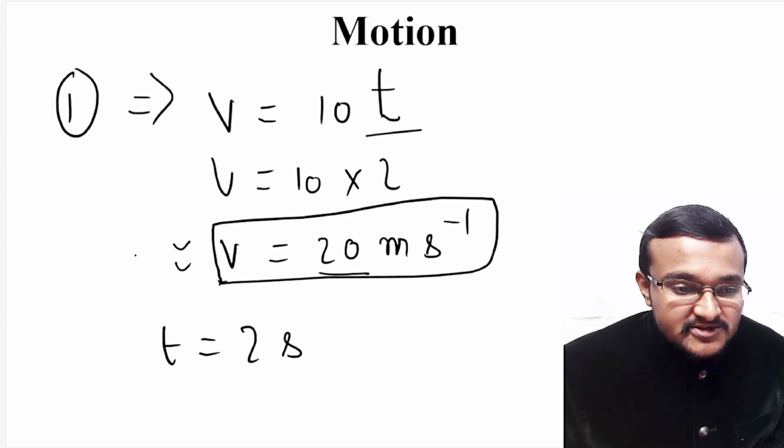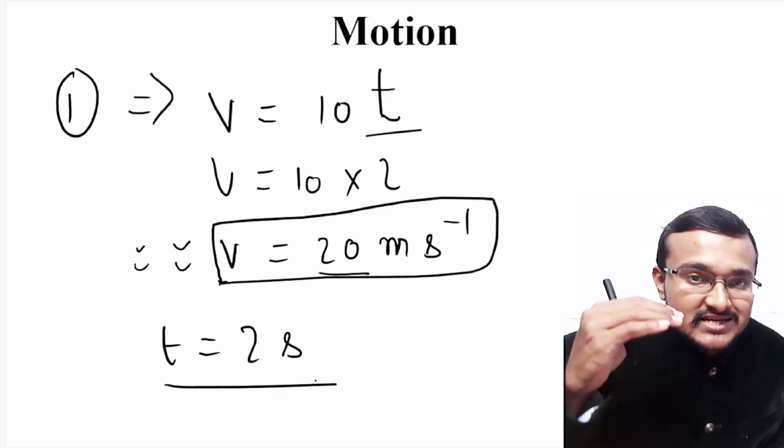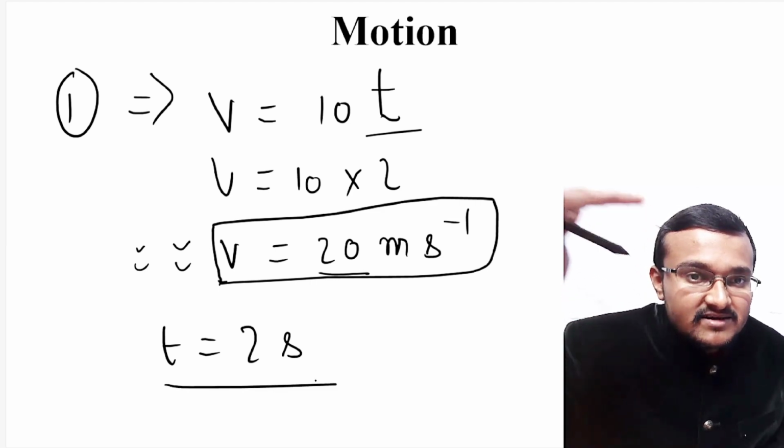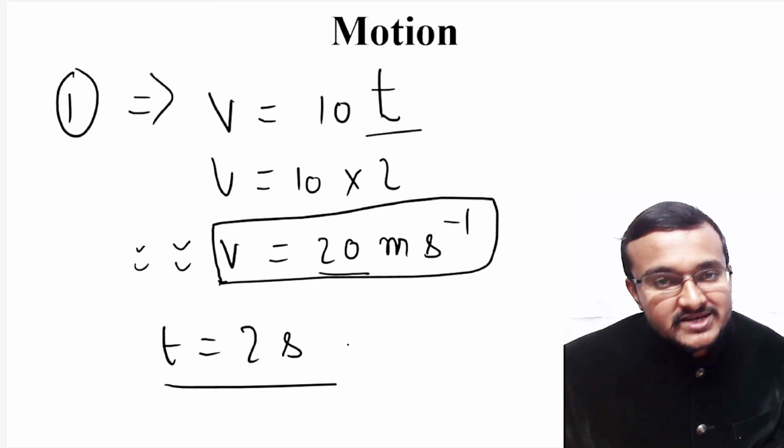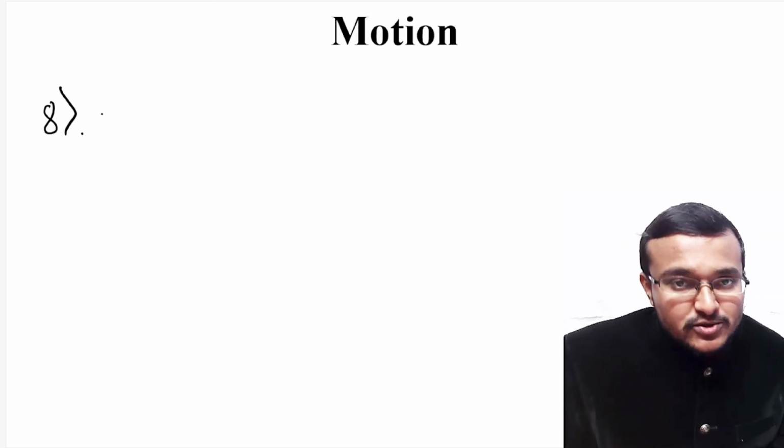So that particular time is 2 seconds. The final velocity of the ball is 20 meters per second while it is about to hit the ground, and the time taken for that ball to reach that point from the 20 meter height is 2 seconds. So coming to the 8th question, here they have given a graph and they have asked 2 questions.